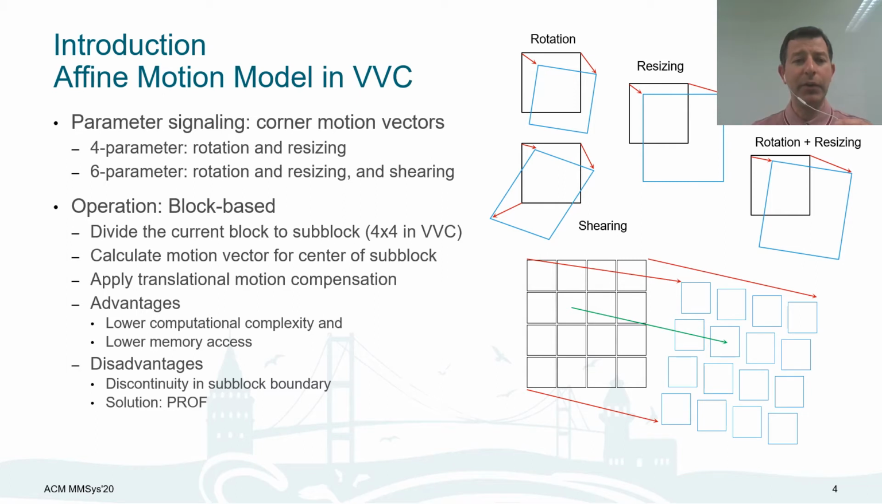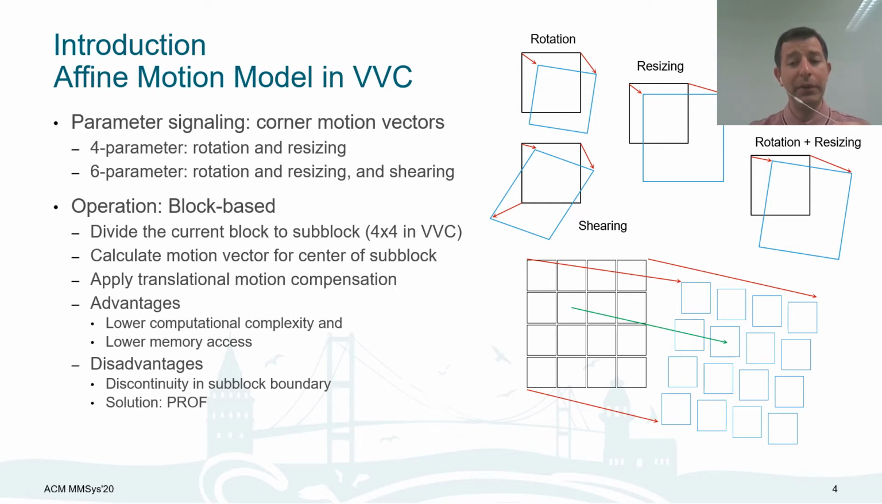But the affine motion model in VVC is a bit simplified version. First, the way that parameters are signaled is that instead of signaling 6 parameters, the motion vectors for the top left, top right, and sometimes bottom left corner are signaled. But the biggest simplification is that it is block-based. Each block is divided, you see in the figure below, into 4x4 sub-blocks, and a motion vector is calculated for each sub-block based on the affine parameters. Then normal, translational motion compensation is applied for each sub-block.